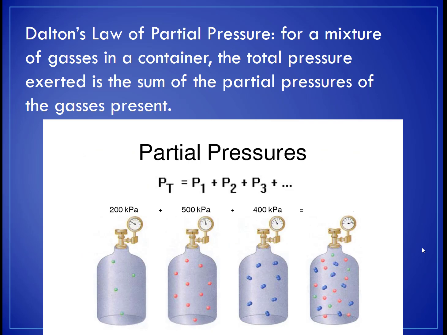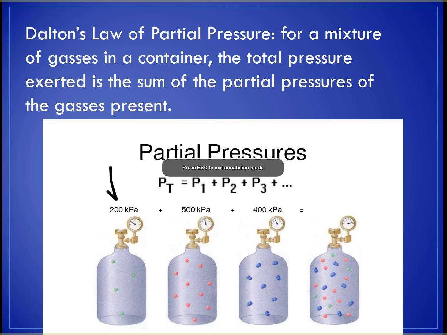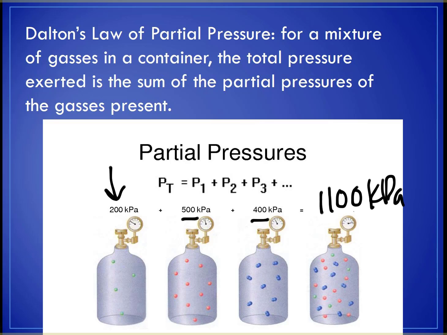So here's another problem that we can look at. Down here we have these vessels. Our first vessel has a pressure of 200, our second 500, and 400. And so what is the total pressure if I were to take all 3 of these gases and put them together in the same volume container? Well, you would just add up their pressure. So 2 plus 5 plus 4 is 11. So this is 1100 kilopascals would be the pressure when they're all combined in this vessel.